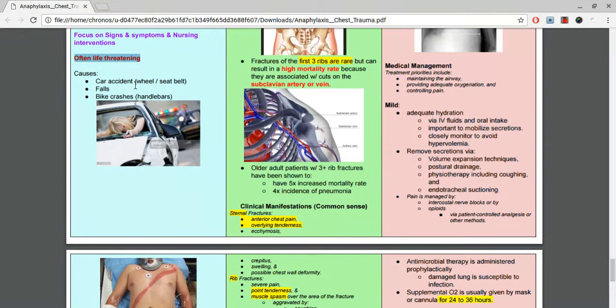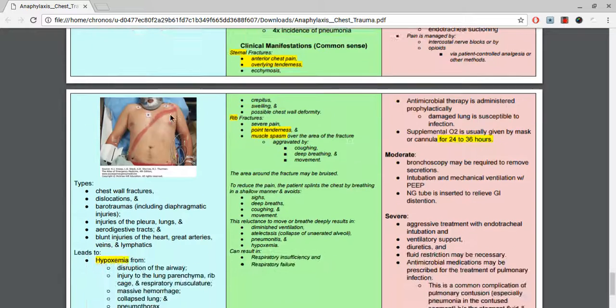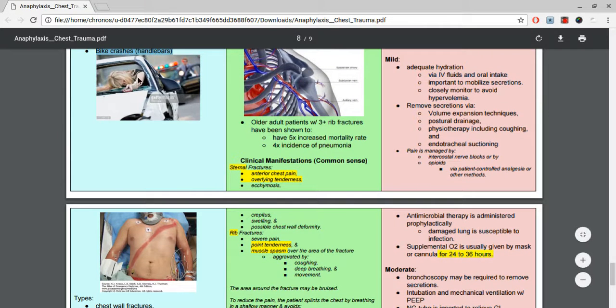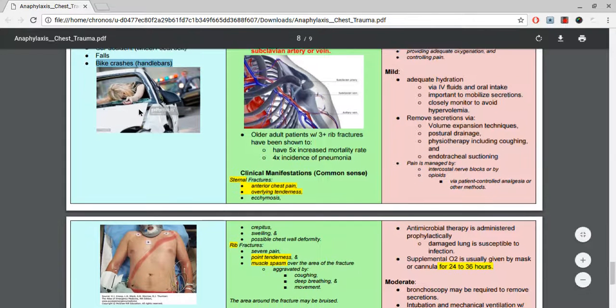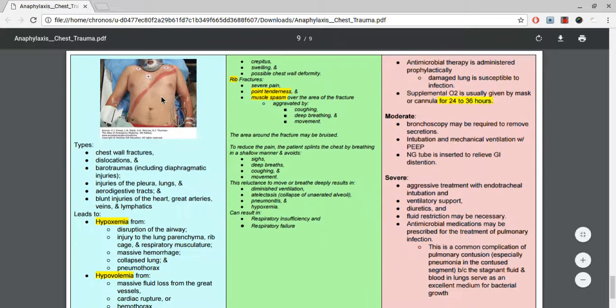The reason car accidents can cause a chest trauma is because of the wheel hitting your chest, or the seat belt. The impact of the accident could make you hurt yourself with the seat belt. With regards to bike crashes, well, the handlebars can crash into your chest. And here's a picture of a lady who just got her chest slammed into her driving wheel. Okay, she's probably gonna suffer from a chest trauma. In this patient, you can clearly see the outline of the seat belt. So yeah, that car accident caused this, and that could cause a chest trauma. Well, it will cause a chest trauma.